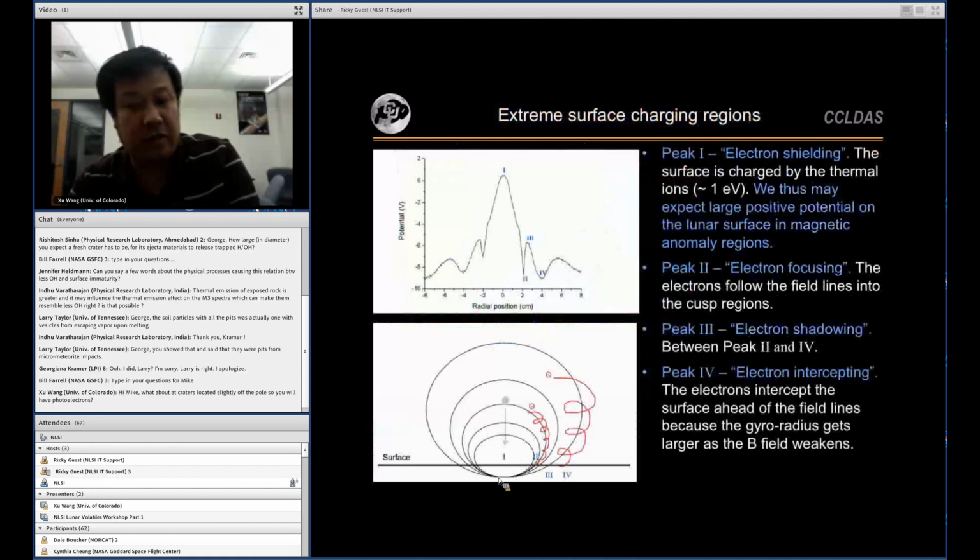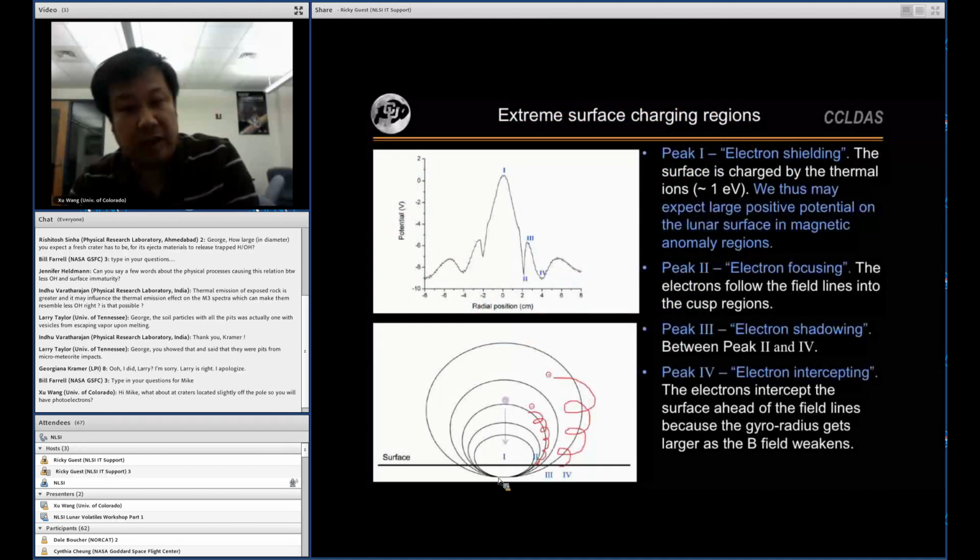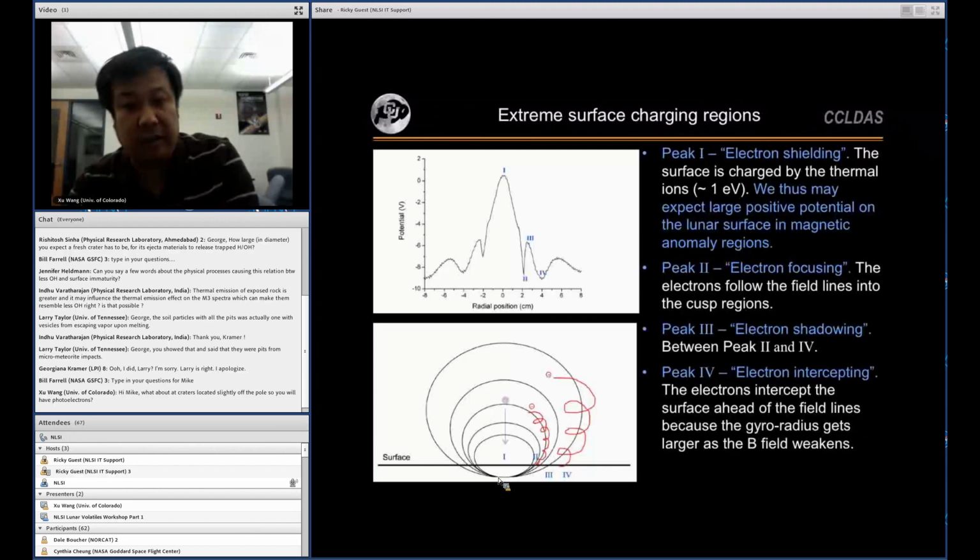But the ions are unmagnetized, so the ions can still go to the surface and charge the surface positive. So we found it's 1 eV more positive because we have thermal ions. What we can expect on the moon, the solar wind energy is about 1,000 eV of ions. So we can expect a very large positive potential on the lunar surface in some magnetic anomaly regions, which is the extreme charging region, never been observed.